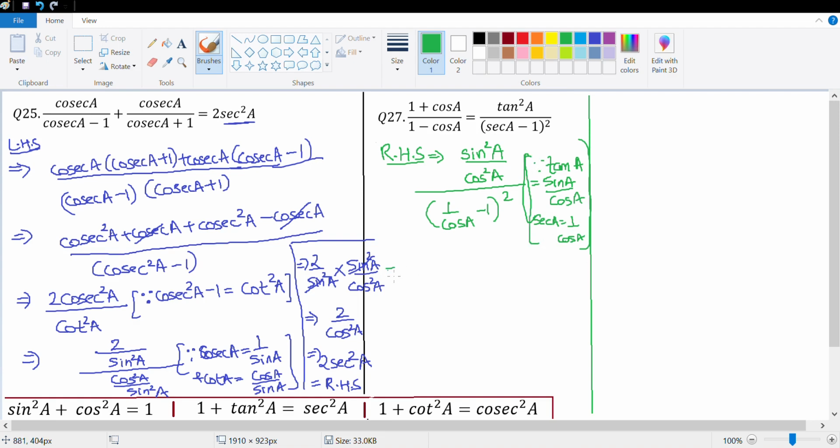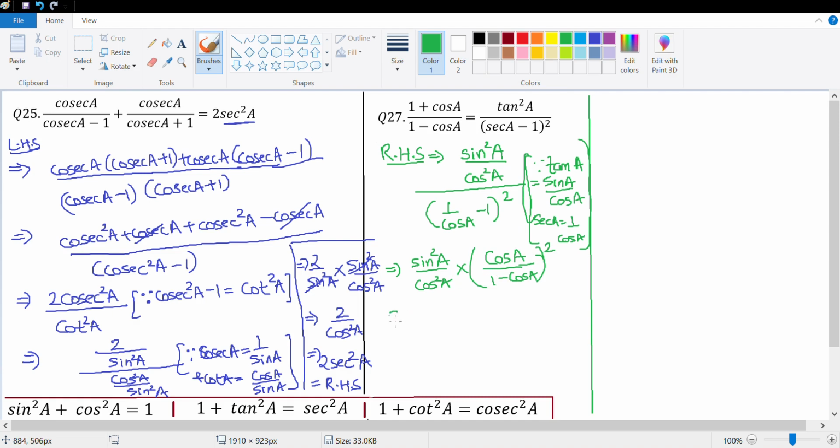Next, let's take LCM and see what we can do about it. So this becomes sine square A upon cos square A multiplied with, so I'm taking off the denominator, I'm converting this to multiplication of two fractions. So this would be cos A upon 1 minus cos A. If I add the denominator, this would look like (1 minus cos A) upon cos A. When I take it in the multiplication form, this is what it becomes, and this is square, cos A upon 1 minus cos A whole square.